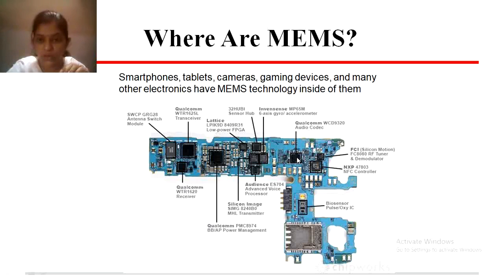Then the audio codec, which is used for the camera system, is also here. Then the tuner, that is, a radio frequency tuner and demodulator, is also here. Then the controller, then biosensor pulses are here. Then an advanced voice processor is also there. Then the transmitter is also there. Then the power management system we have to place here.